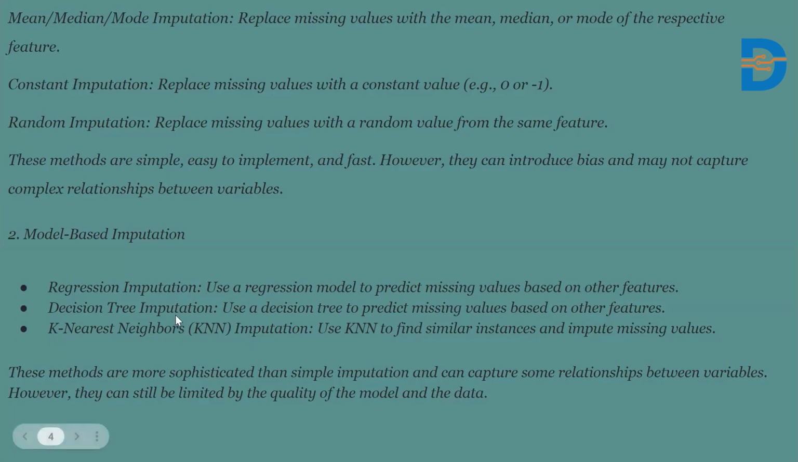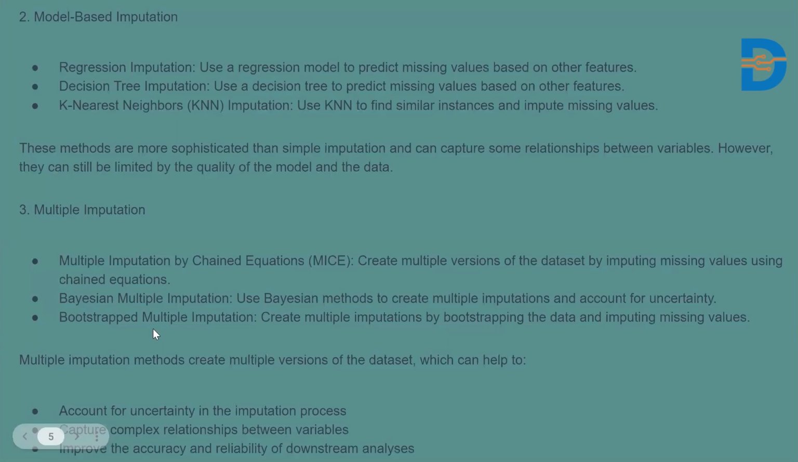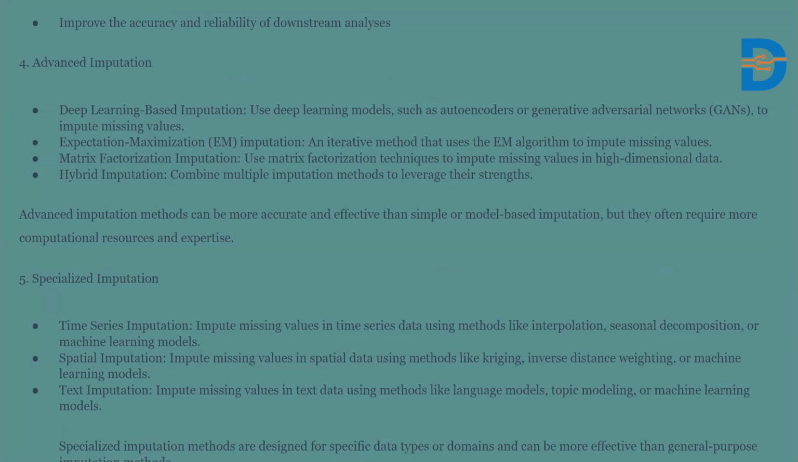Next is model based imputation. This is our main focus. In the model based approach, you have k nearest neighbor imputation. This is our focus for the day. The others predict the missing values using a regression model, a decision tree algorithm, or KNN. Multiple imputation we will see in our forthcoming videos. So these are the other types of imputation. Advanced imputation uses deep learning concepts to impute the values.